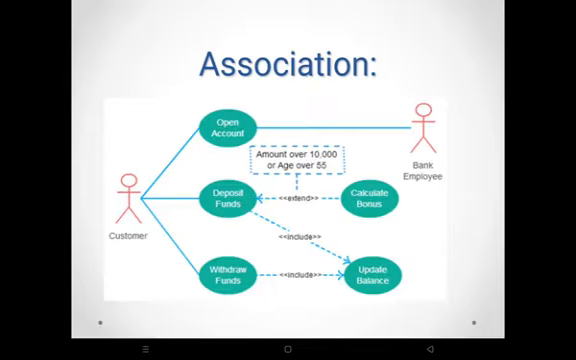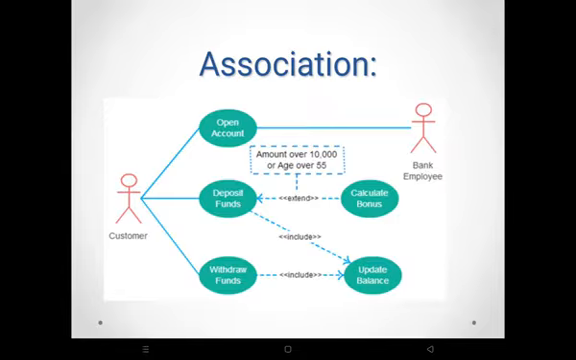Association means the relationship between the use cases. What is the relationship between customer and open account? The solid line which is connecting the two use cases, or the actor and use case, is called the association. So this is the example.